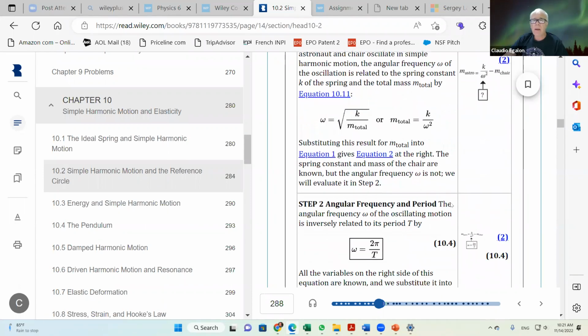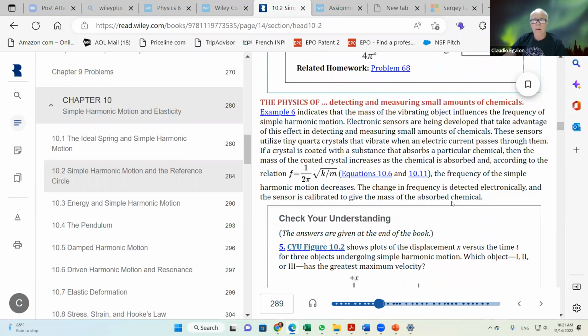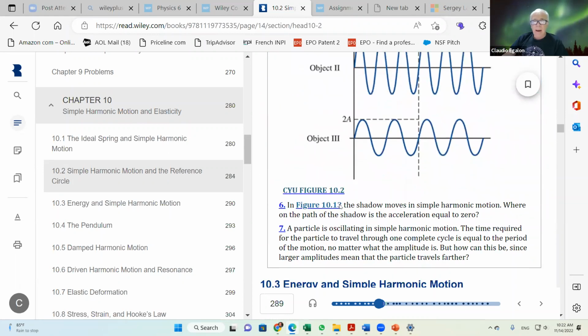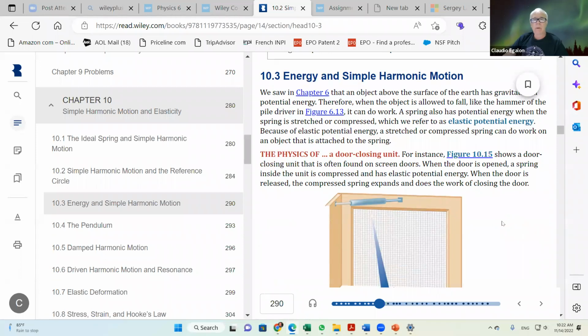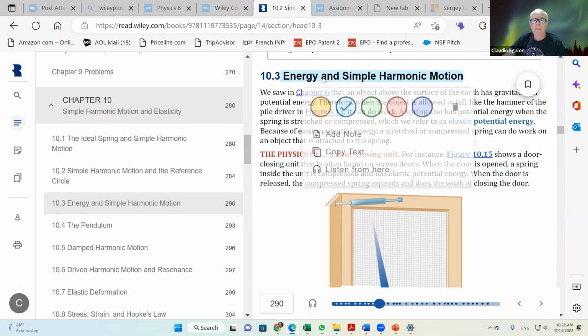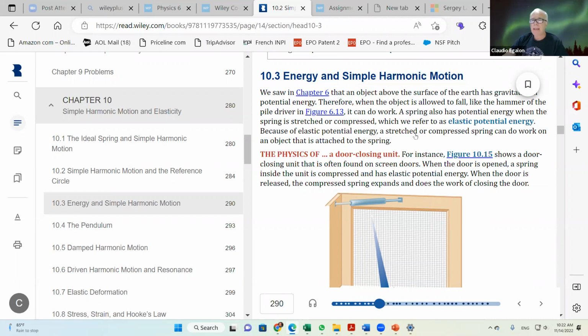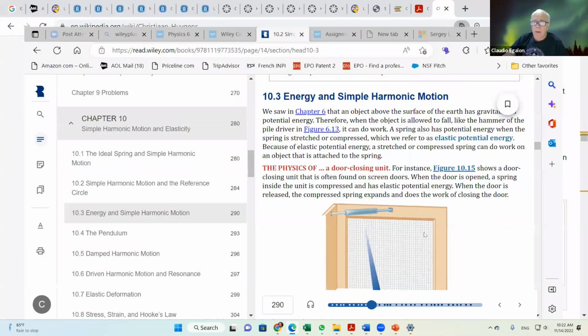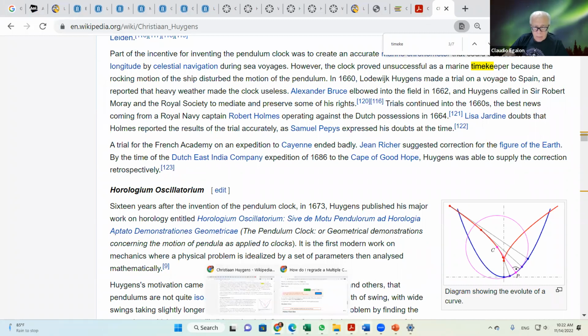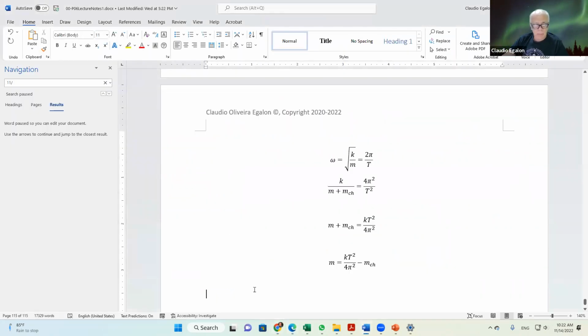Angular frequency of vibration, here we go. Now that's what we have for sections 10.1 and 10.2, okay? We're going to do 10.3 now. We can also use energy in simple harmonic motion to solve problems, okay? And how do you do that? Just remember that, going back here, energy in simple harmonic motion.